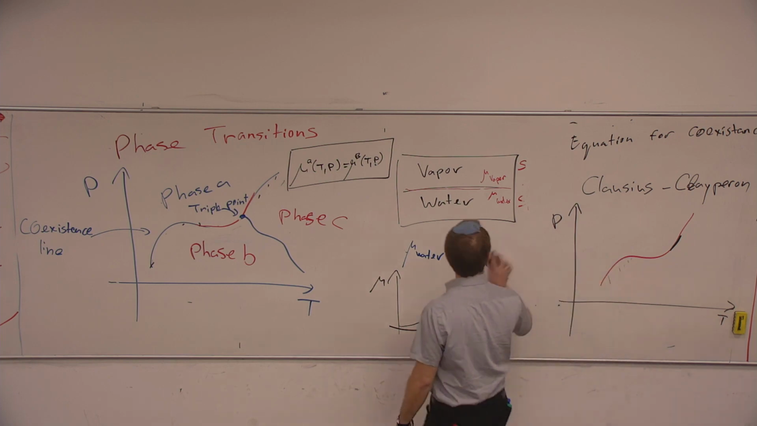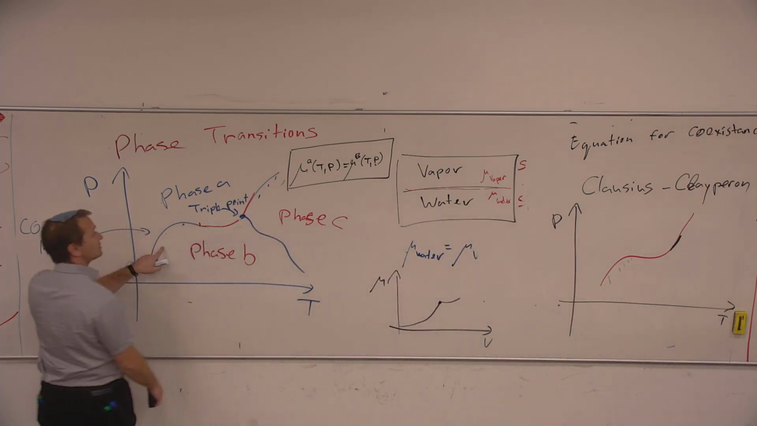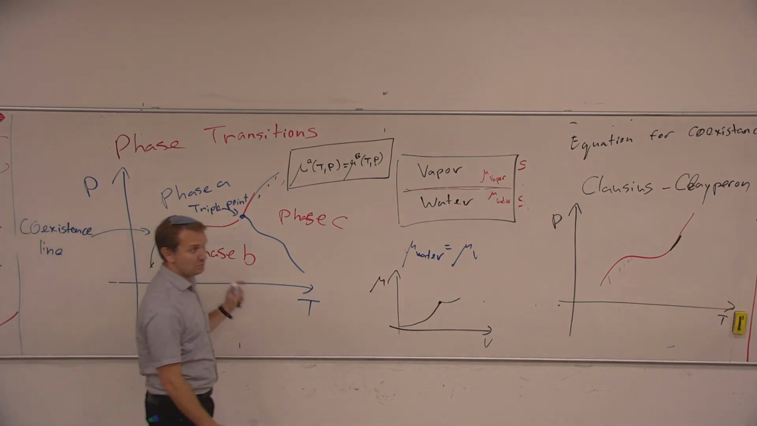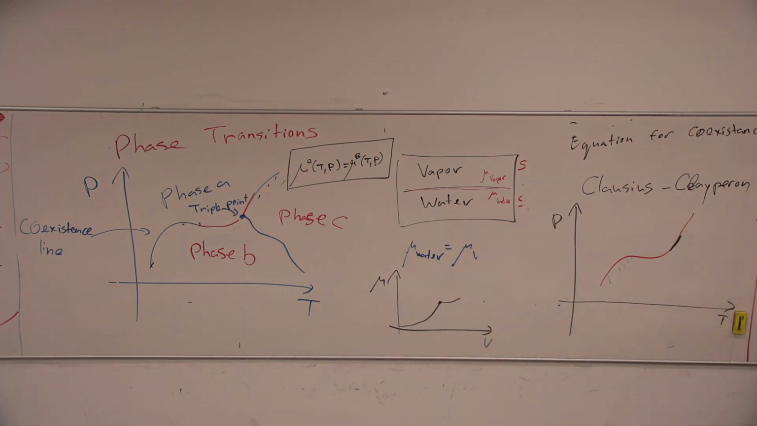What are we trying to do? I want to find, since I've proven to you that this coexistence line is simply a line, how do you find it? Basically, you want to find where the phase transition occurs. This is vapor, this is water. Where I'm crossing from vapor to water is when I'm crossing this line. Right?